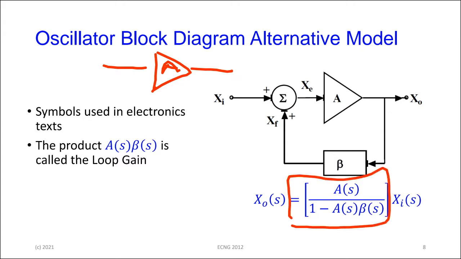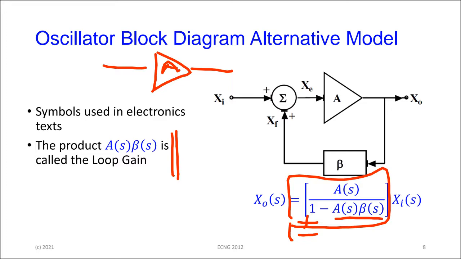Once you get it into that final form here, 1 minus or plus A(s)β(s), or when we started off G and H, the A(s)β(s) or the GH from the first couple of slides is what we call the loop gain of the particular system.